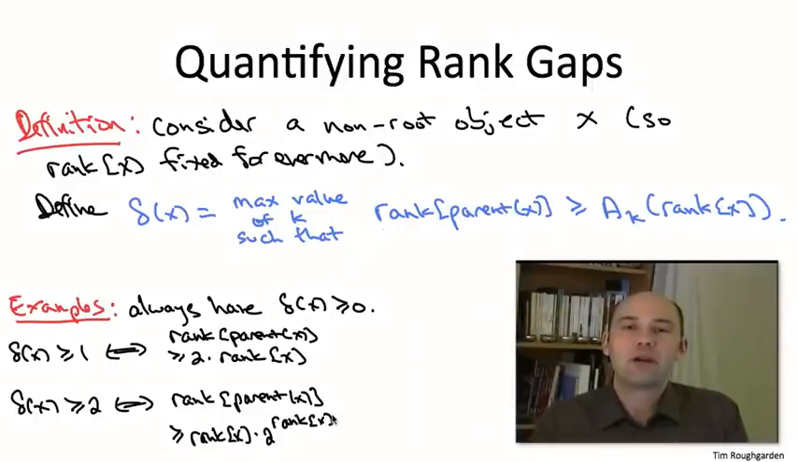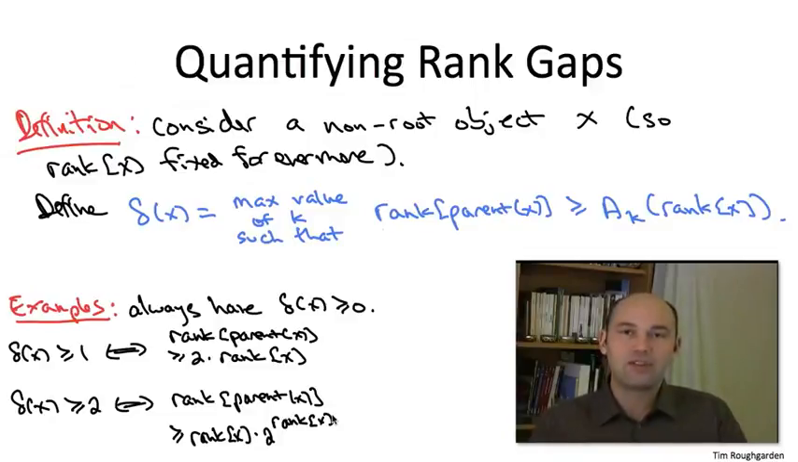And in general, the bigger the value of delta, the bigger the gap between the rank of the object x and the rank of its parent. And of course, because the Ackermann function grows so ridiculously quickly, the gap between this object's rank and its parent's rank is growing massively as you take delta to be larger and larger.